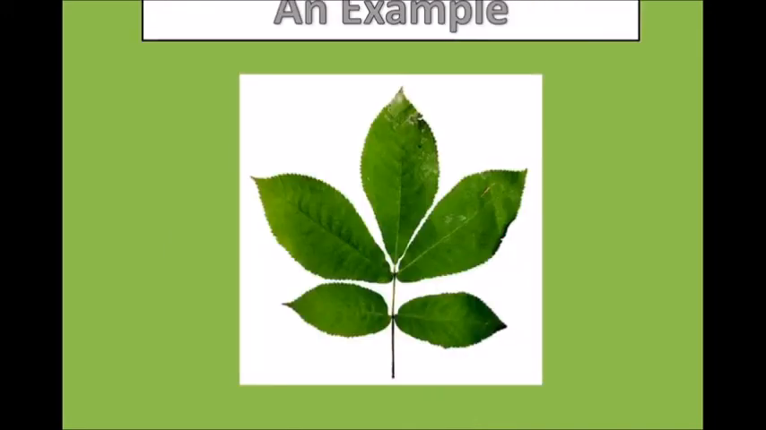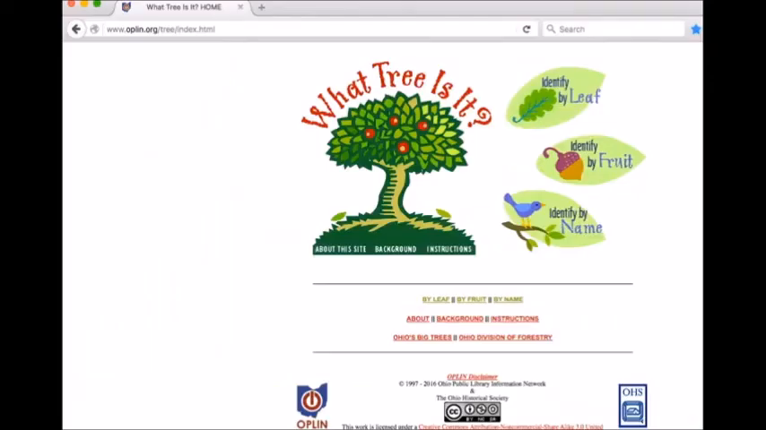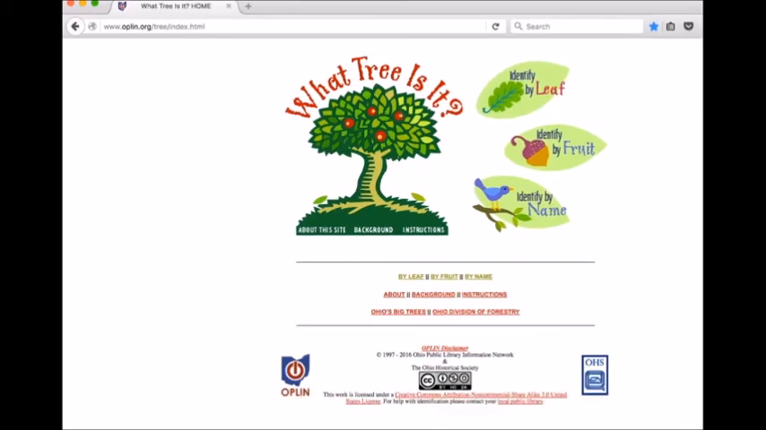We will now walk through an example of how to use the online leaf dichotomous key to identify a tree of interest. This key can be found at www.olin.org/tree/index.html. First, we will select the Identify by Leaf option. Please note you can also use this site to identify trees by fruit, following the same procedure.